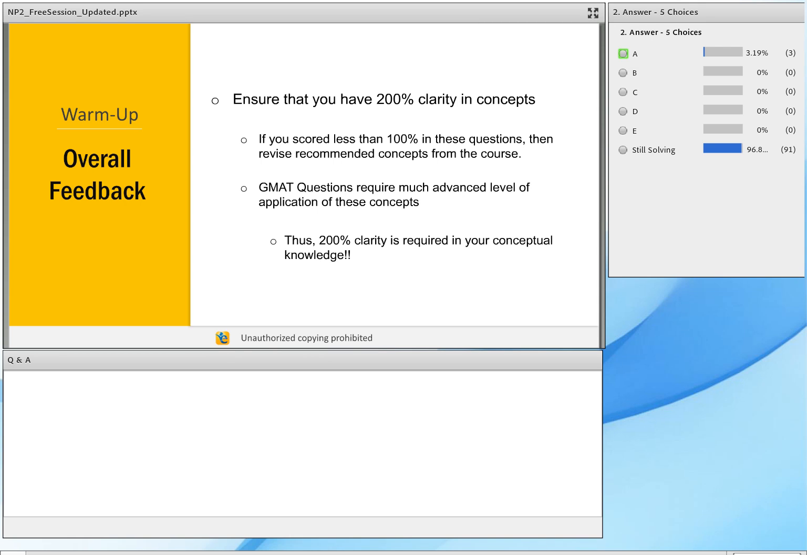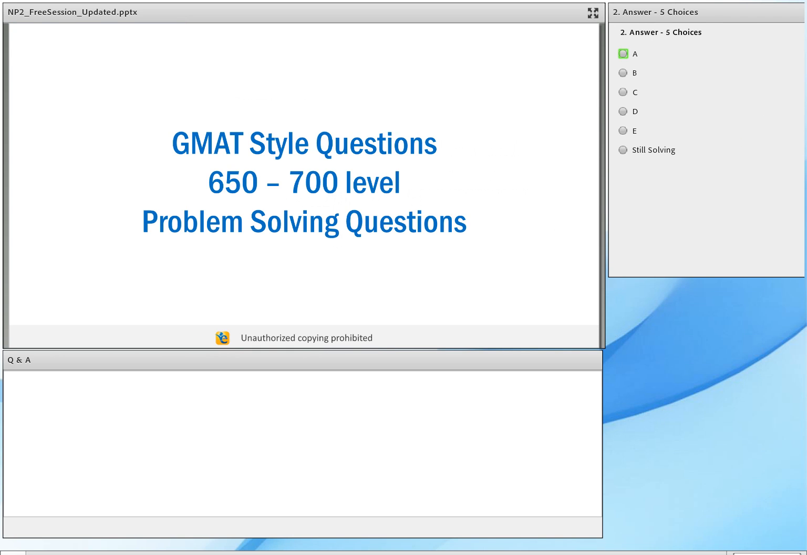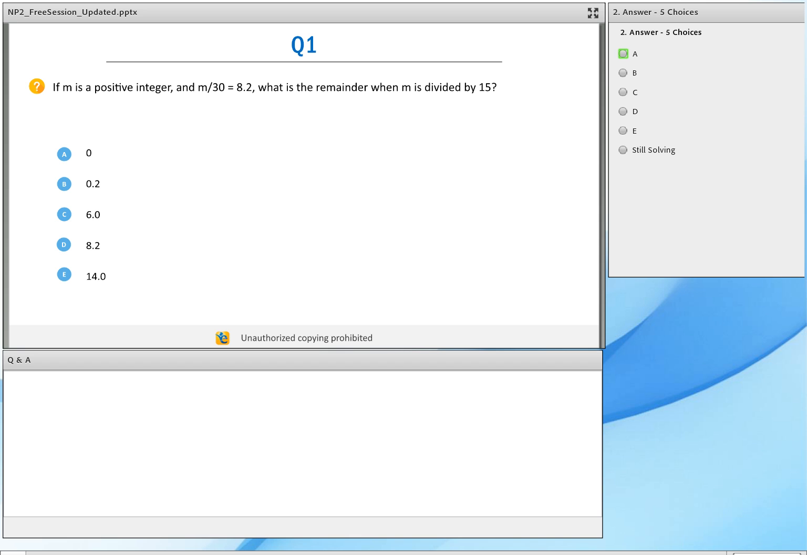All right, guys, I have 91 people who've selected still solving. I need another 9 folks before I show the next question. Can I get 9 more people to say still solving? Thank you. Appreciate that. Here is your next question.